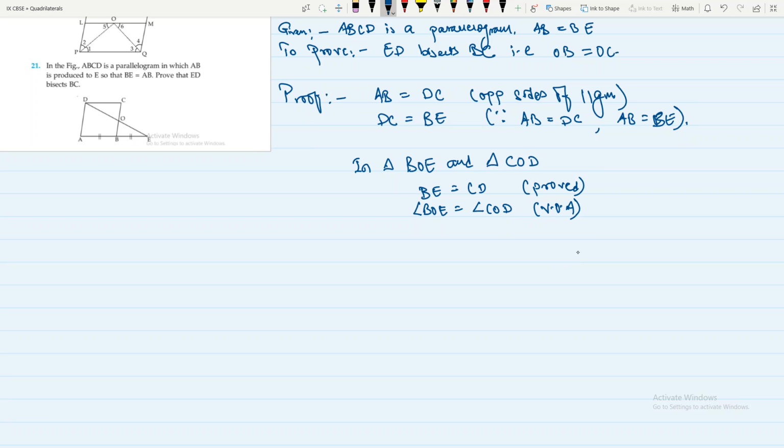Then angle DCB is equal to angle CBE, alternate interior angles. Since I have considered triangle BOE first, I will write it as angle OBE. Angle OBE is equal to angle OCD, alternate interior angles. Correct. So the given triangles are congruent by AAS test. And then in the last, OB is equal to OC by CPCTC.